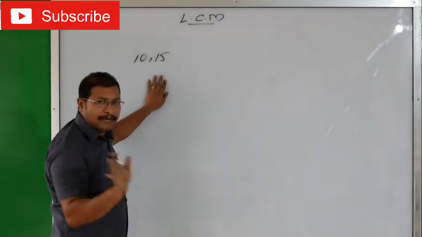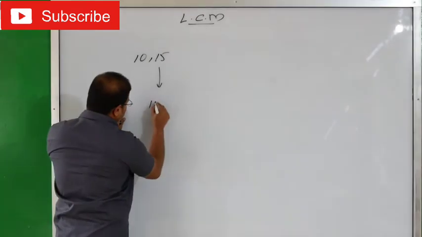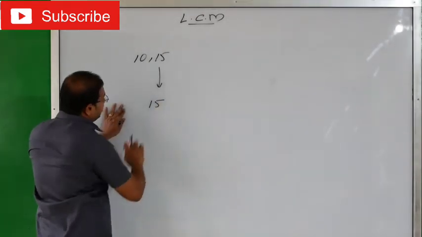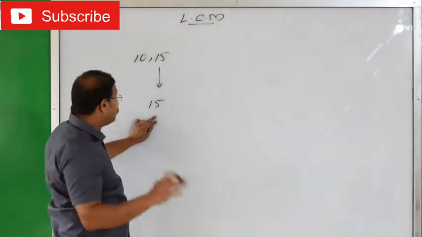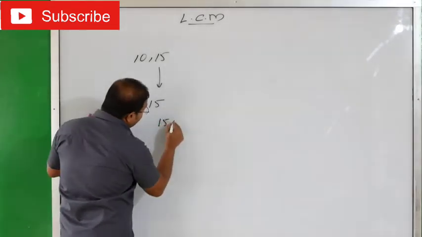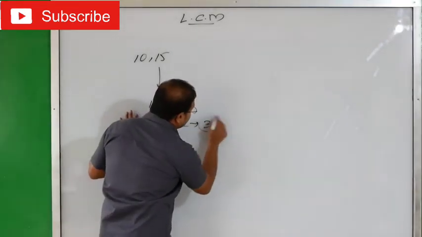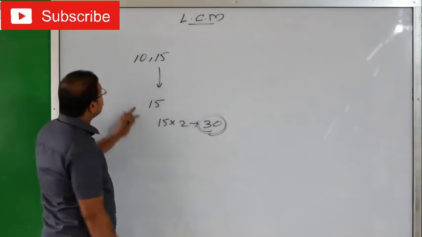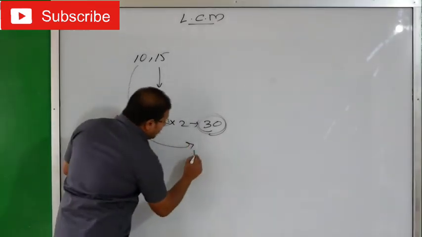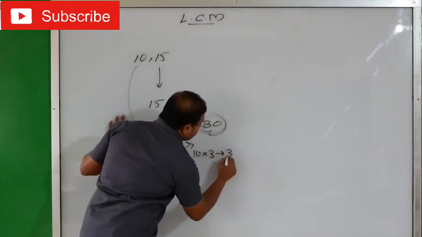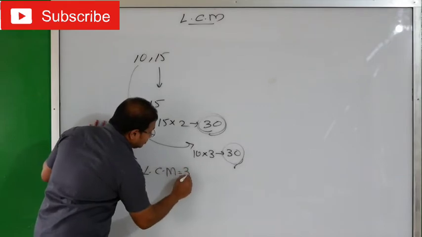Now we won't use prime factorization. First directly we will take the bigger number, 15. See 15. When you divide it by 10, you will get a remainder, isn't it? So we won't do by that. So now 15 into 2. What will you get? 30. We will try by this. 10 into how much will you get 30? 10 threes are 30. That means LCM of these two numbers is 30.